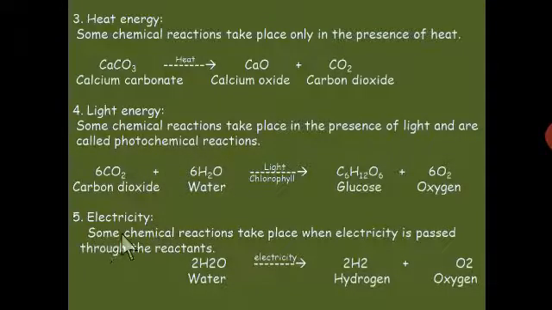Now come to the next condition, that is electricity. Some chemical reactions take place when electricity is passed through the reactants. For example, water. When electricity is passed through water, then it produces hydrogen and oxygen. So, for this reaction to take place, electricity is the necessary condition.